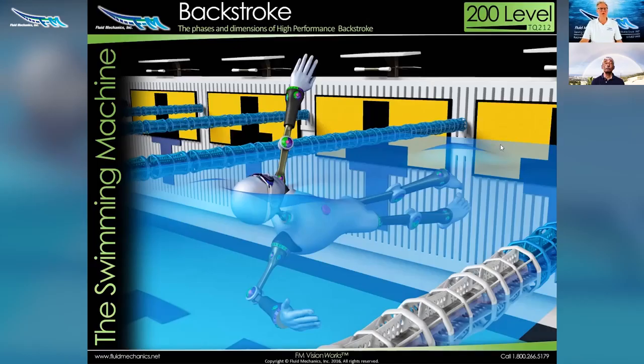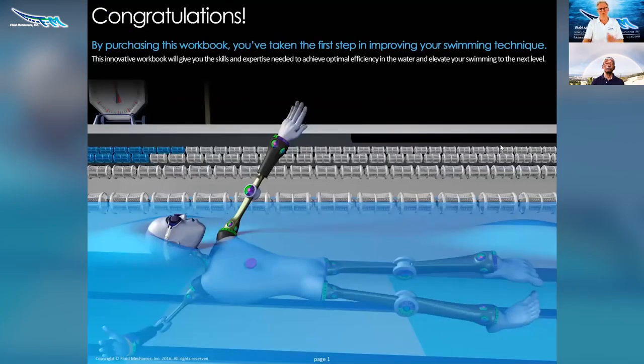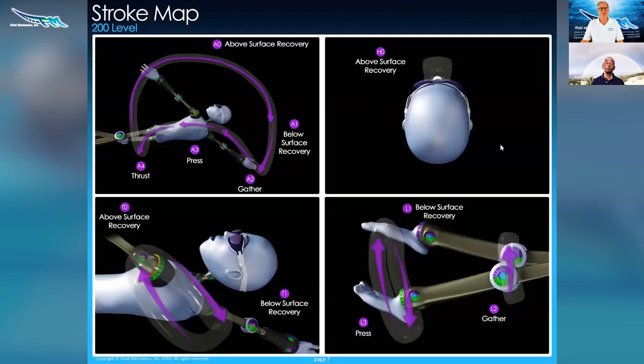I'm going to share my screen and we'll get started. The first thing we're going to look at is some still pictures. This is our 200 level breakdown of the backstroke. We have a 100 level, 200 level, and a 300 level, so this is kind of the mid-range right here, and then we'll show you the 300 level. This just shows you a side picture. Now here's the stroke map on the 200 level. We're going to look mainly at the arms and the legs, but you can see we have the head and the torso here that we can look at.